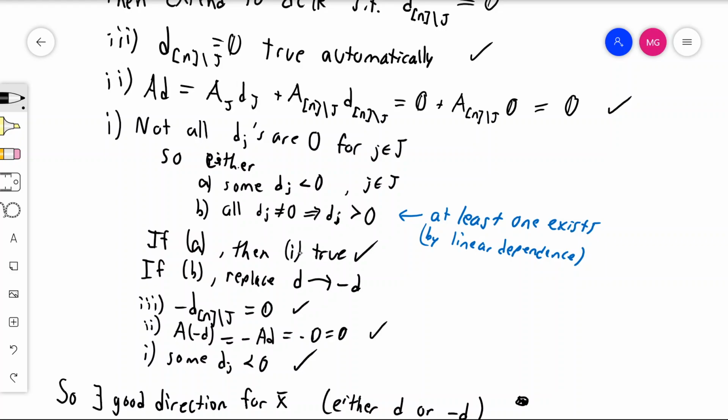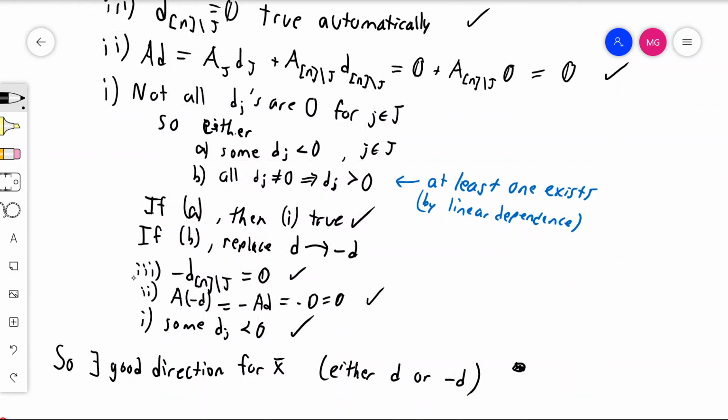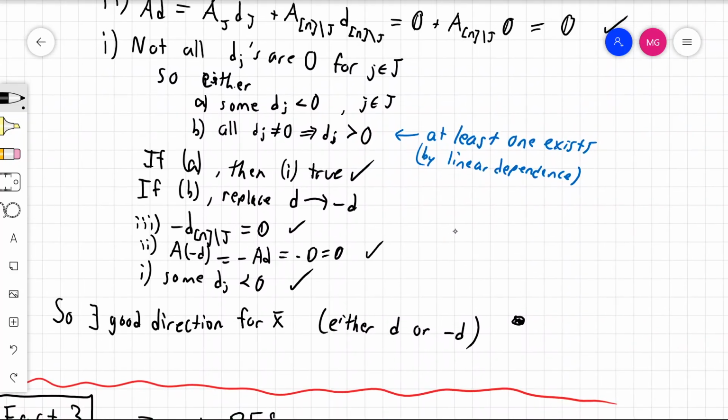So if we're in this first case where it's negative, the first condition has been satisfied, and if the second thing happens, just replace D with minus D instead. So instead of traveling in the direction D, you just travel in the opposite direction. You go backwards. You can clearly see it's still all those N not J components that are zeros, because minus 0 is 0. A times minus D is still in the null space: it's minus AD, which is minus 0, which is 0. And now one of the D_j is negative, because it was positive before, and negated it's now negative. So in either case, there's a good direction. It's either the original vector D that you choose based off of this linear dependence condition of the A_j's, or it's the negation of that vector.